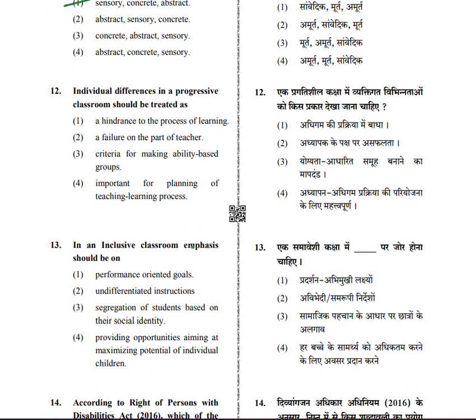So next one. Individual differences in a progressive classroom should be treated as what? Four options: a hindrance to the process of learning, a failure on the part of the teacher, criteria for making ability-based groups, important for planning of the teaching-learning process. The fourth option is right. In a progressive and inclusive classroom, individual differences are not viewed as a problem but as valuable information. Recognizing that every child learns differently helps teachers adapt their teaching methods and plan appropriate learning experiences to maximize each student's potential. So the fourth option is the right answer.